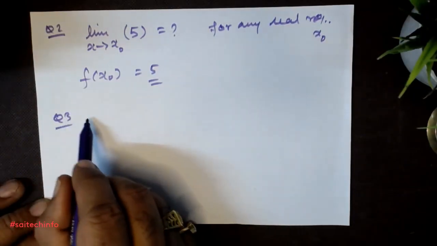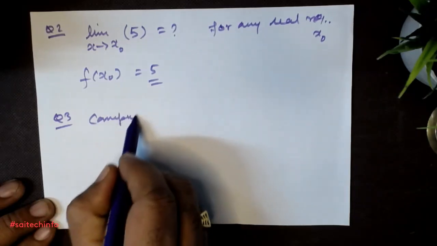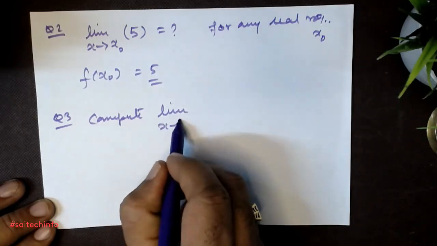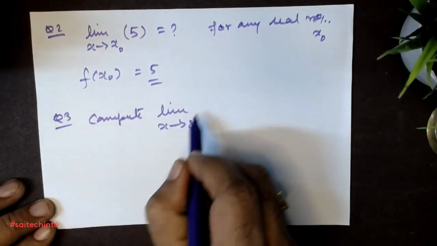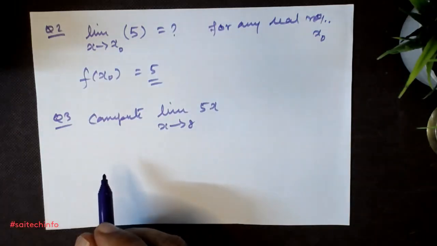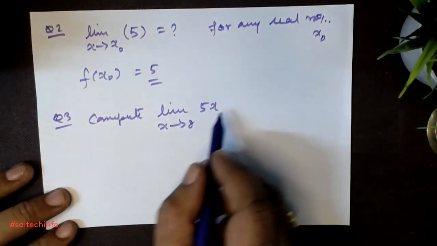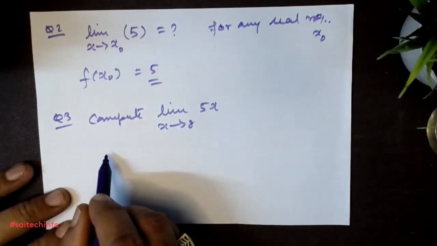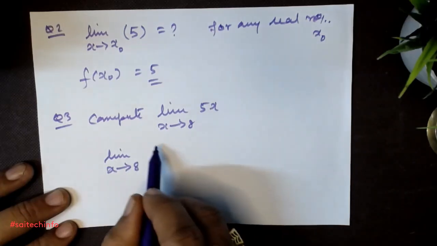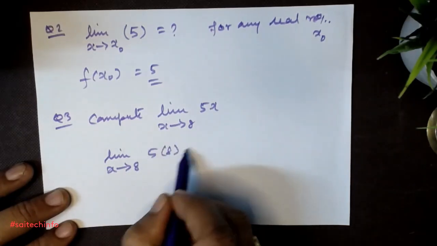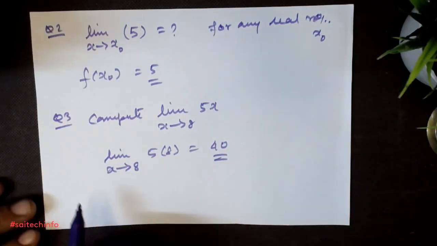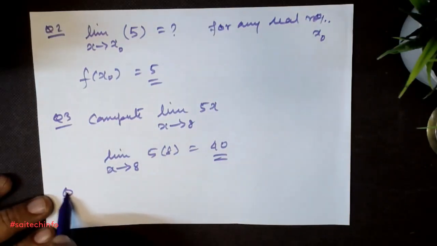Compute the limit as x approaches or tends to 8 for the function 5x. It's very simple. That is, the limit as x tends to 8 for the function 5x, 5 of 8, is equal to 40. Next question.